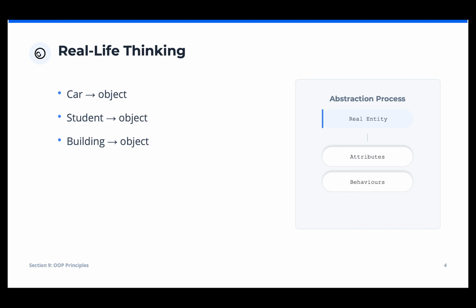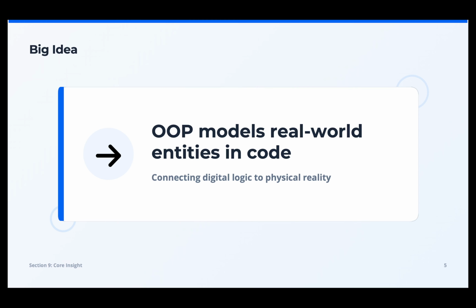A car can be treated as an object, a student can be treated as an object, and a building can be treated as an object. Each real entity has attributes which describe its state, and behavior. So this is exactly the mindset OOP encourages. OOP is about representing real-world things in code so that software structure matches system structure more naturally. That is why it is so important and useful in domains like engineering, monitoring, and simulation, where the code often needs to reflect how the real system is organized.